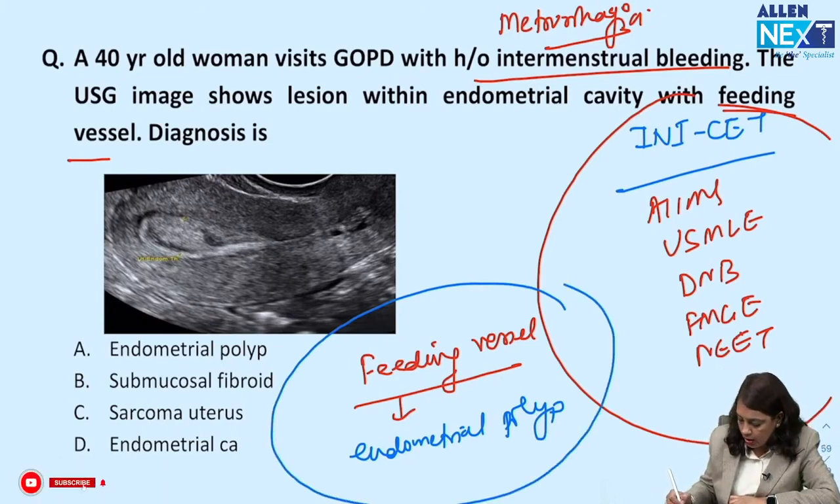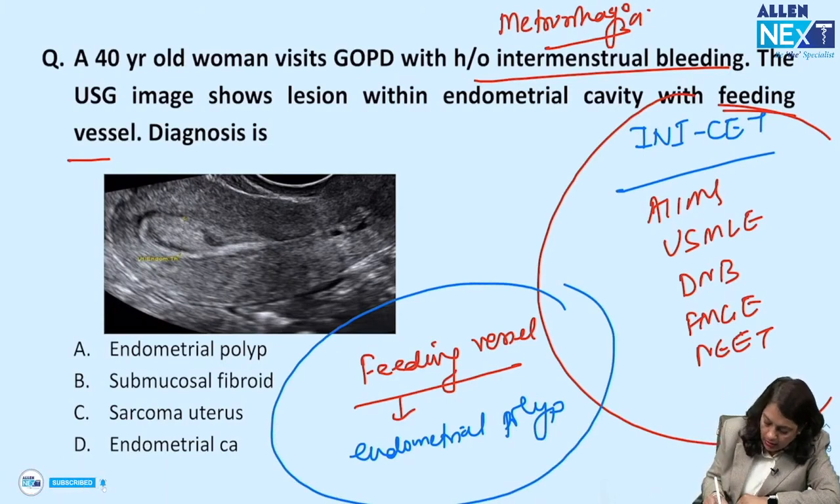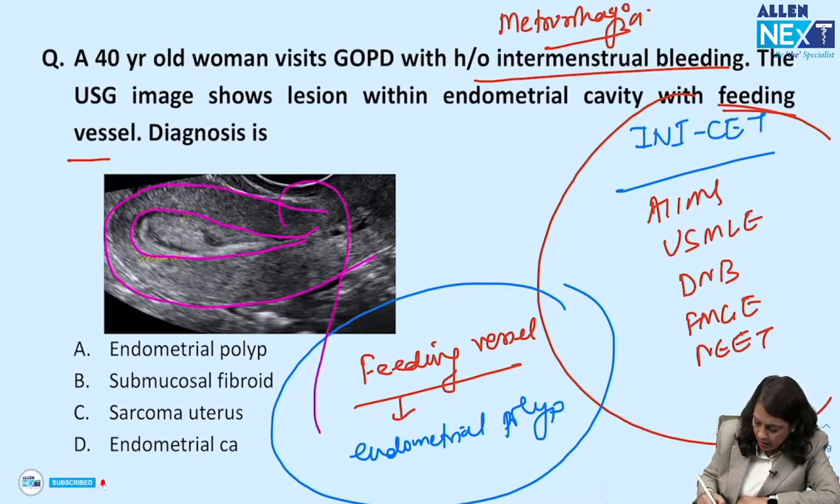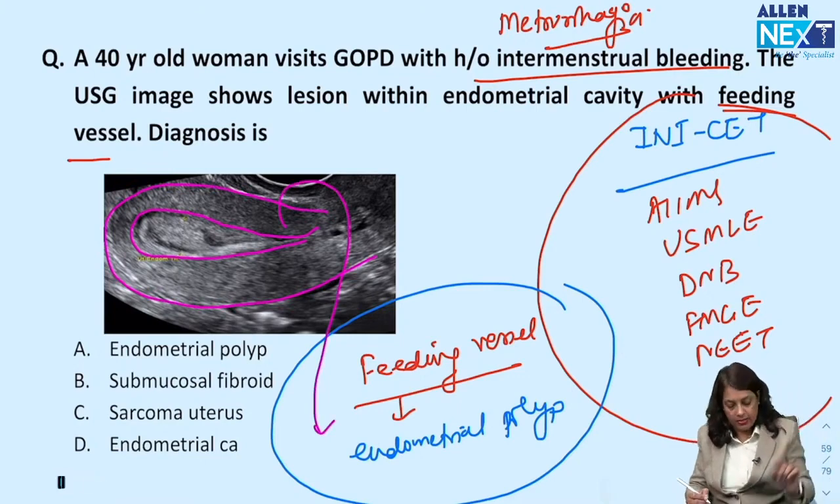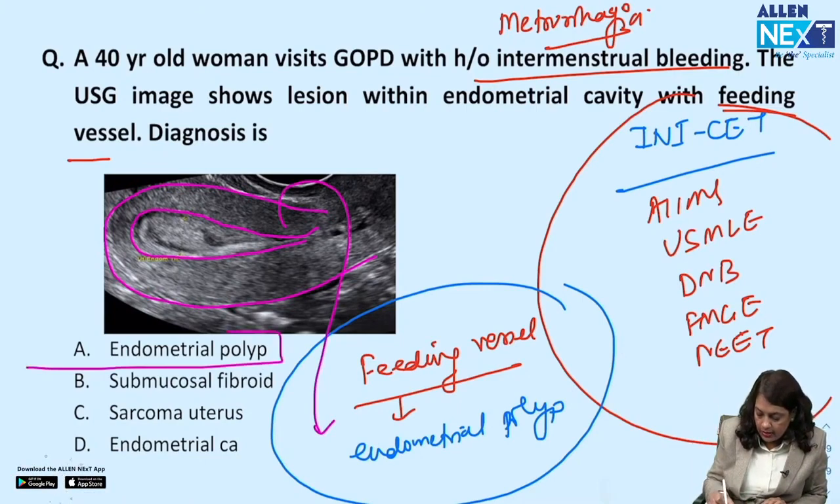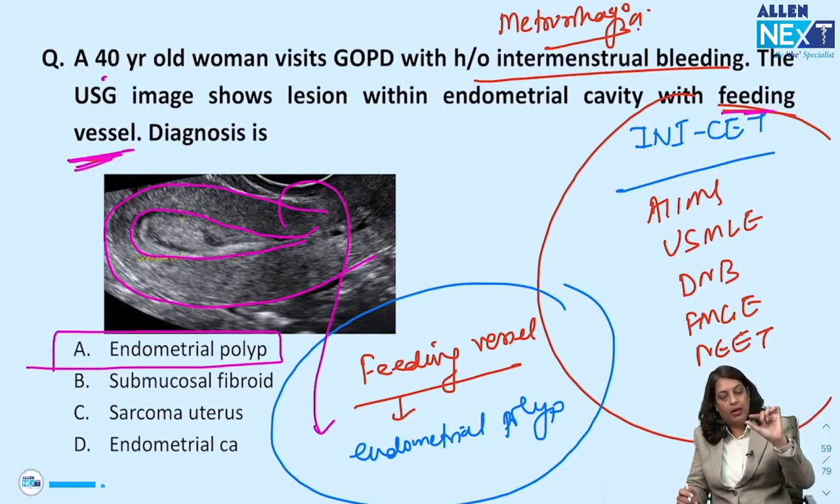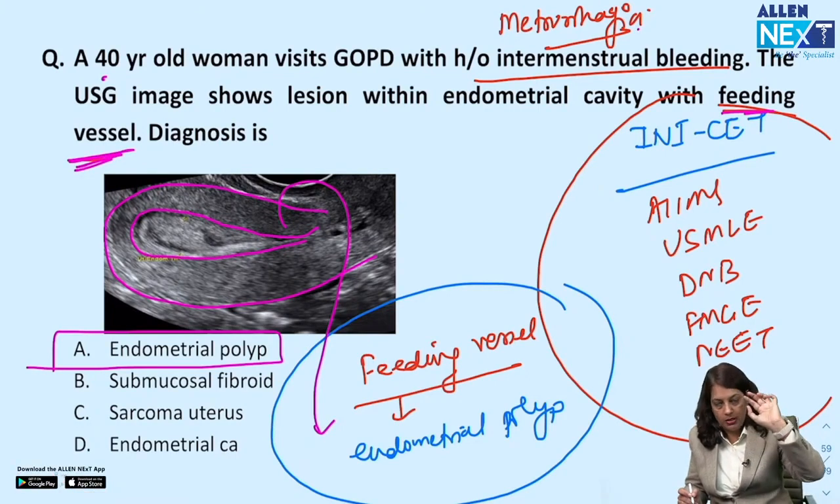ठीक है. So अगर हम इसको trace करते हैं, ये यहां से trace हो रहा है. ठीक है. So this is something which is space occupying. So ये क्या है? Endometrial polyp है और इसकी एक feeding vessel है. So this is no other. अगर मुझे ये clue मिल जाएगा, metrorrhagia है, 40 year है और feeding vessel है with some space occupying lesion, I am going to mark the answer as endometrial polyp.